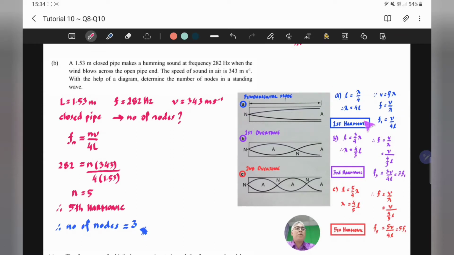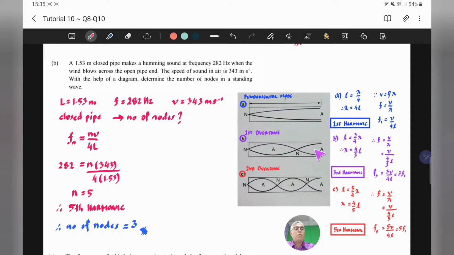Based on the derivation before, now we are talking about a quarter lambda. L equals a quarter lambda, so lambda equals 4L. From the equation v equals f lambda, f equals v over lambda. Substitute lambda equals 4L into this equation, then you will get F1 equals v over 4L. So the fundamental mode is also known as the first harmonic.